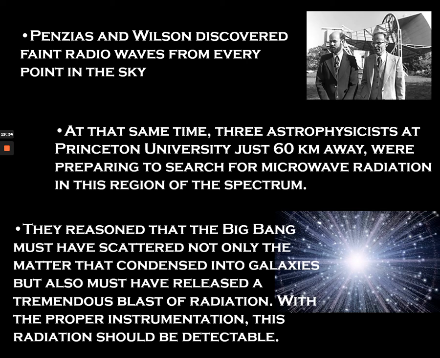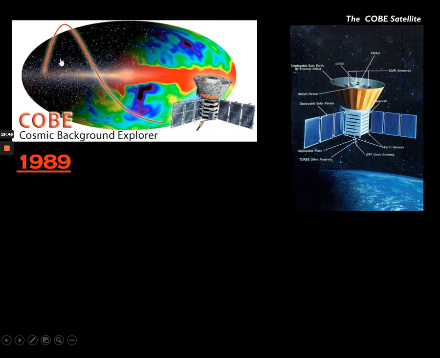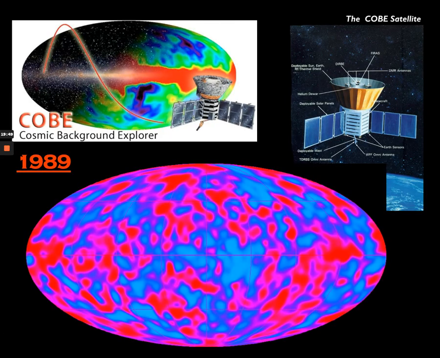Now, it's really good evidence when you use a theory to predict something and then go out and search for what you've predicted and find it. That's really good evidence for a theory. So there it was. In 1989, we sent up COBE, the Cosmic Background Explorer, and got this image. This is the cosmic microwave background radiation.